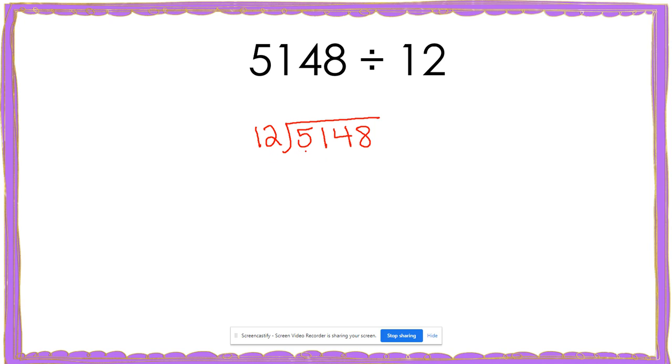If I start with 5, I know that 5 cannot be divided by 12 because 12 is larger than 5. So because of that, I'm going to actually go to 1 and I'm going to look at 51. That is larger than 12, so I know that 12 will go into that. If I ask what is 51 divided by 12, I know that that's 4. I'm going to place the 4 above the 1 instead of above the 5 because I was looking at how many times 12 would go into 51.